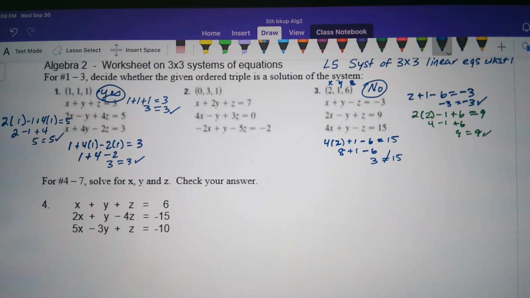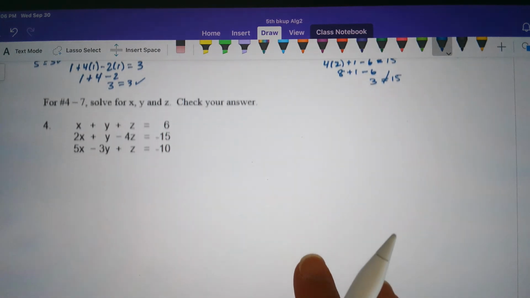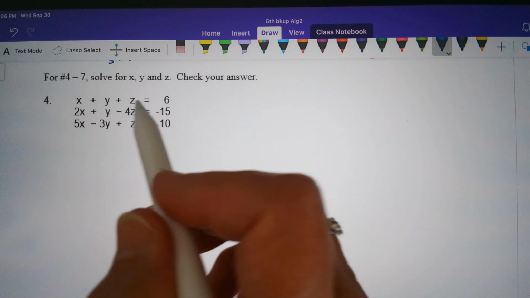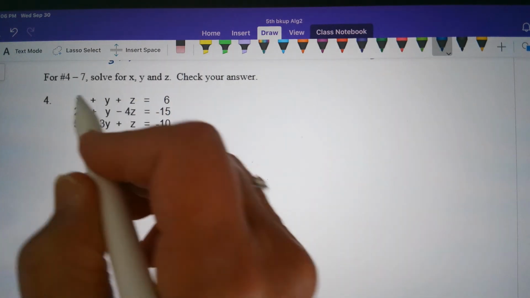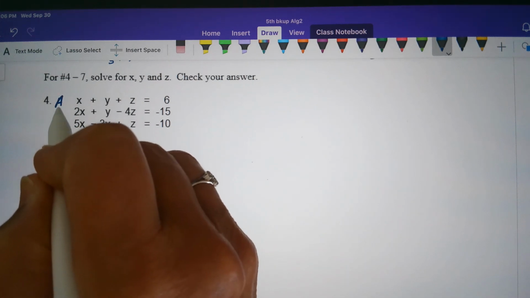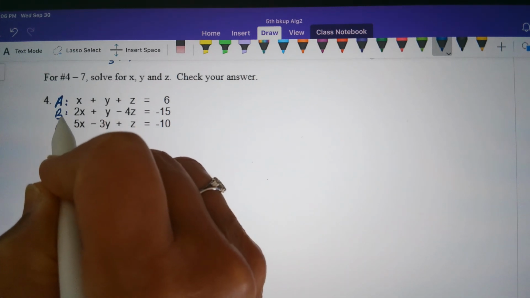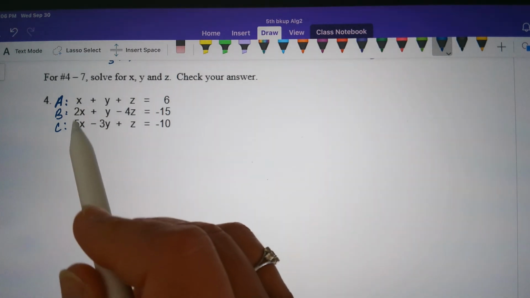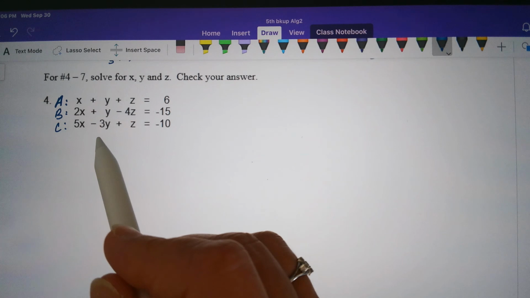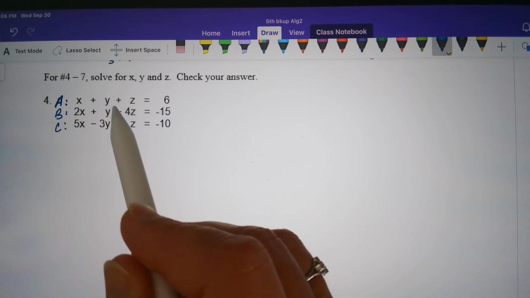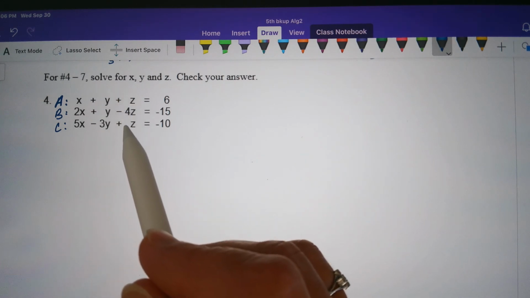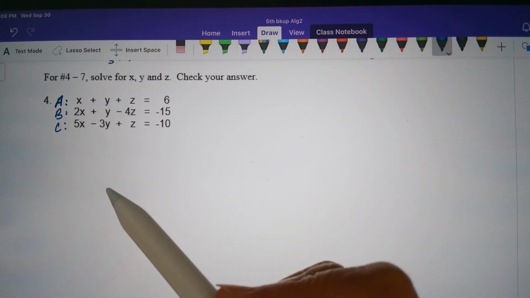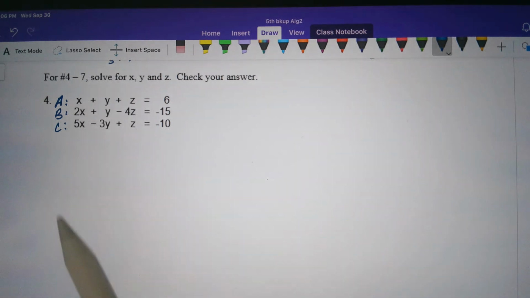to the 3x3 equation. Now for 4 through 7, we're back to solving. So we always start with, we label our equations A, B, and C. Decide on a variable to eliminate. I'm looking at the x's, y's. I would go with either the y's or the z's in this case. I'm going to go with z's.